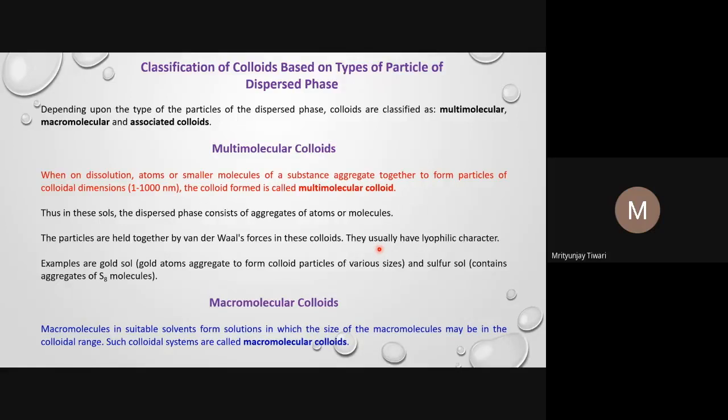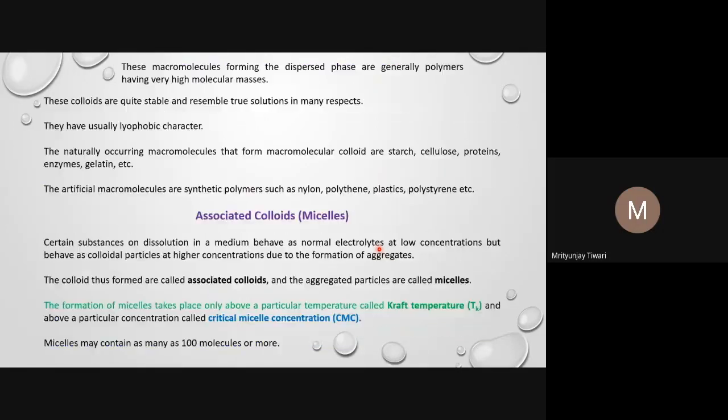Usually, for these associated colloids, the behavior is not based on dilution alone. In very dilute conditions, they behave as a normal electrolyte, and on increasing the concentration, above a certain concentration, they form aggregates. These aggregates are the colloidal particles, and the colloids thus formed are called associated colloids, and the aggregated particles which are of the colloidal range are called micelles.